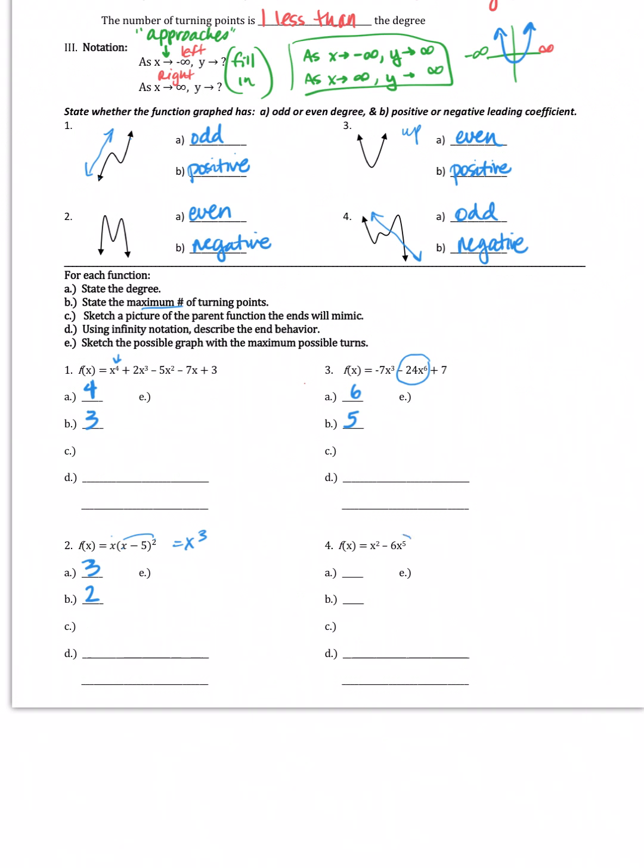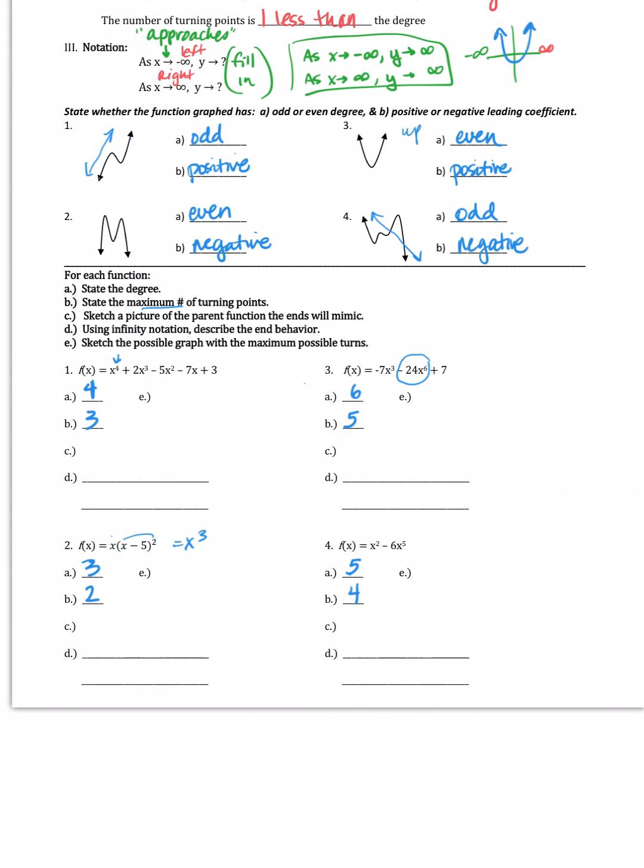Again, with 4, the highest exponent is not the first one listed, so I need to be careful. This is 5, and that means the number of turning points is 4. Okay, so let's go back and do the next part of this. Next, C says, sketch a picture of the parent function that it mimics.